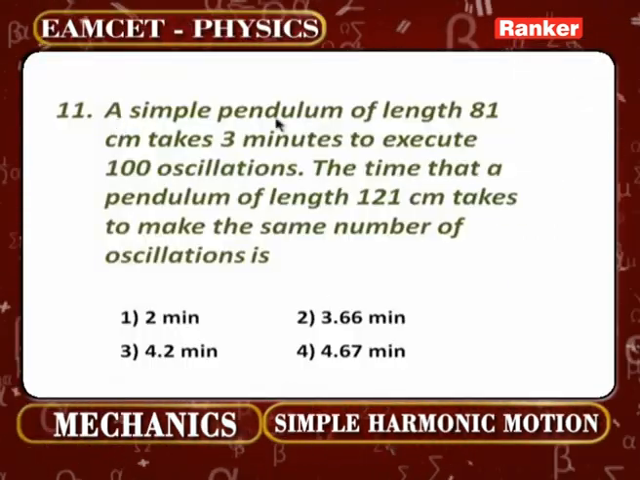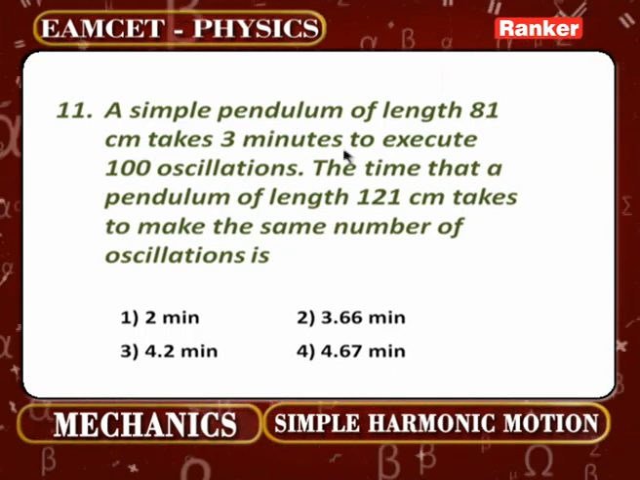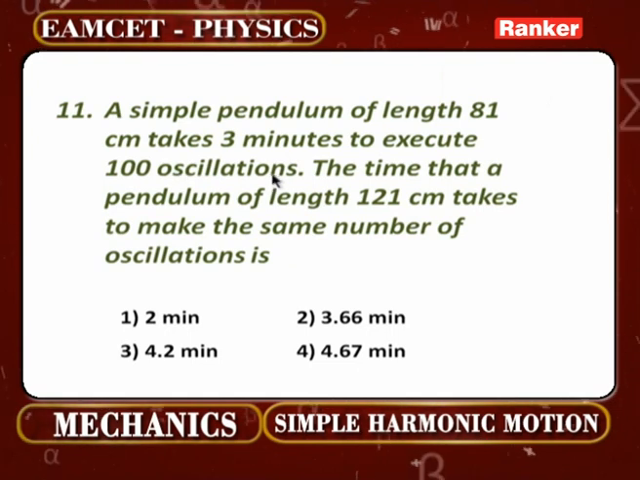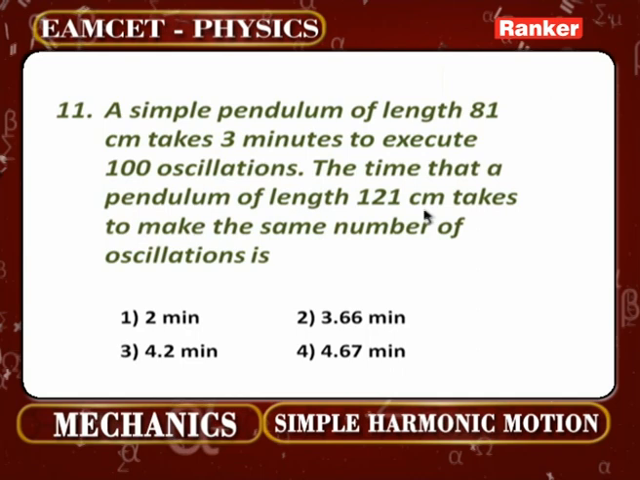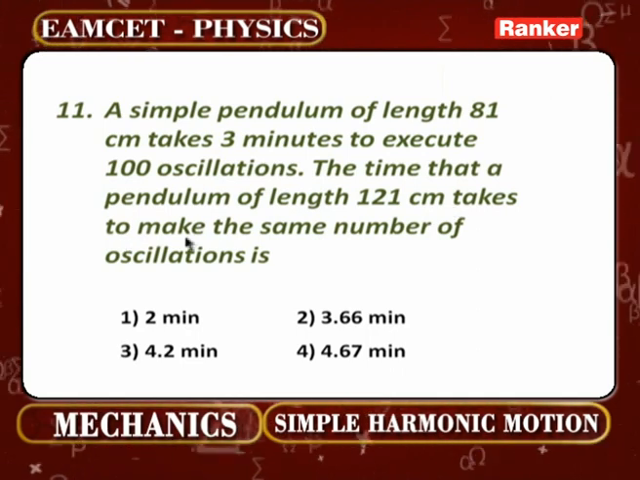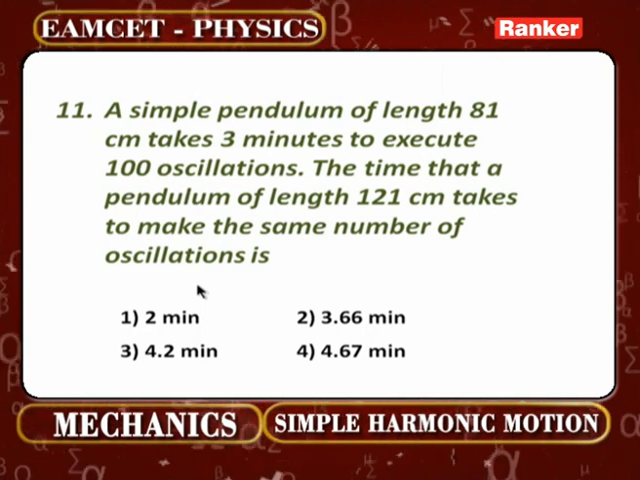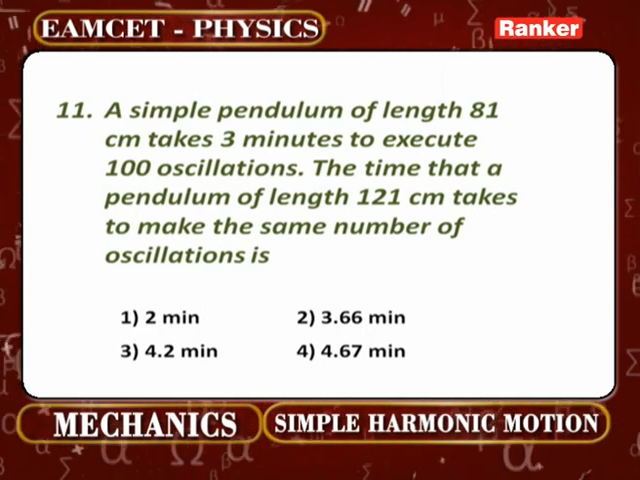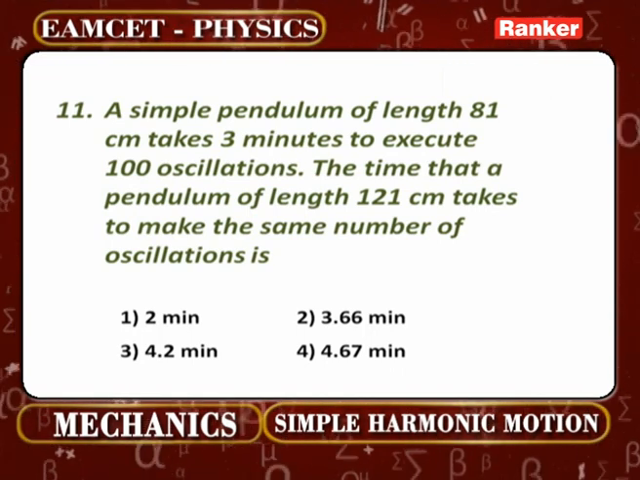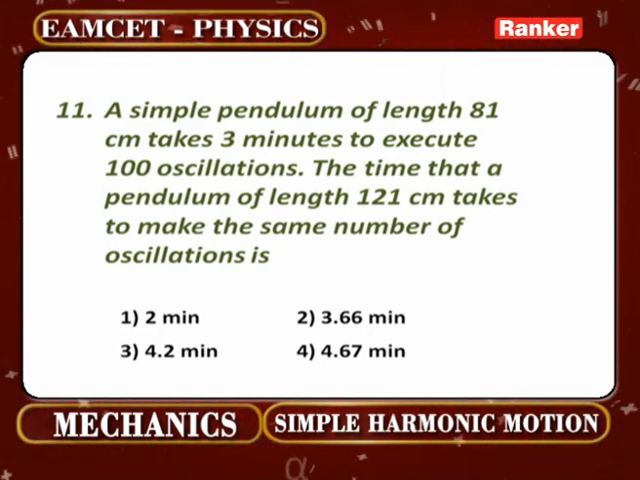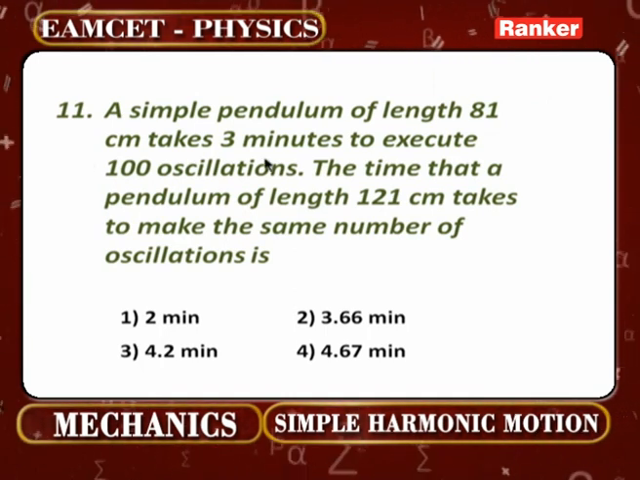A simple pendulum of length 81 centimeter takes 3 minutes to execute 100 oscillations. Fine. What is the time that a pendulum of length 121 centimeter takes to make the same number of oscillations? That word 'same' is to be read very carefully, otherwise we think something else. So what is the concept here? 81 centimeters is the length. 3 minutes it is taking to complete 100 oscillations.